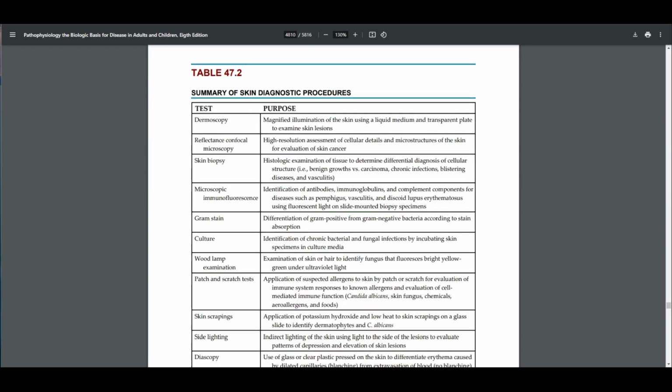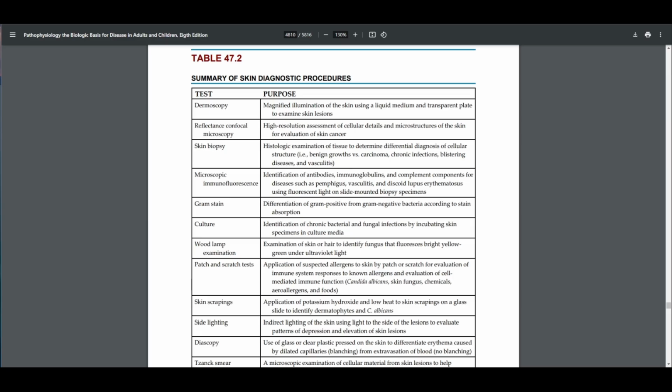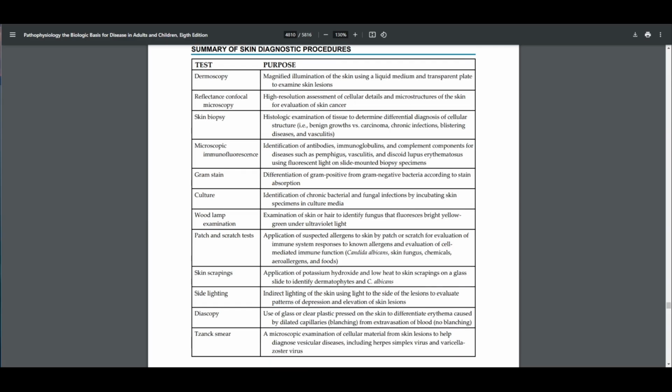A great spot to hit pause. So here you see the summary of the skin diagnostic procedures. So you have your tests and their purposes, and it's got a full list of it. So if you're not familiar with different kinds of skin tests, here is a good spot to write some flashcards.